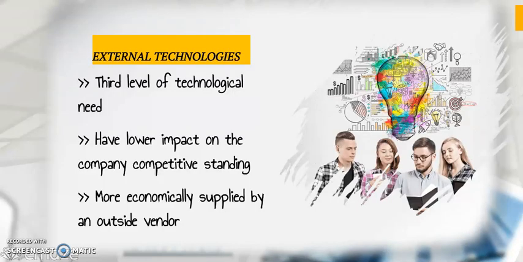The last one is external technologies. This is a product that can be outsourced. This is the third level of technological need. It has lower impact on the company's competitive standing. Moreover, it is more economically supplied by an outside vendor.